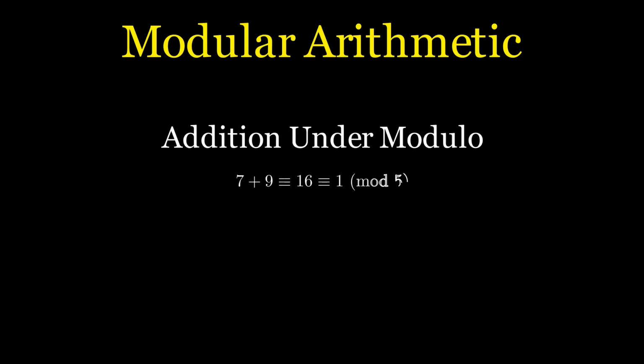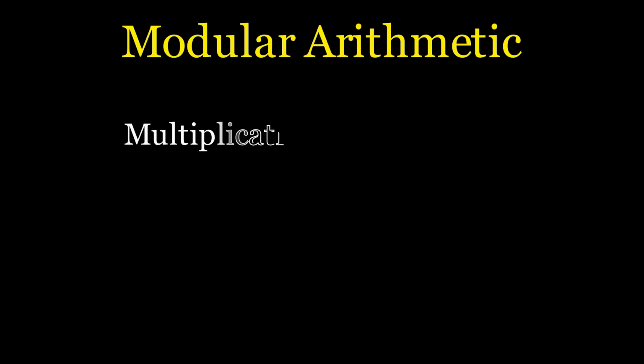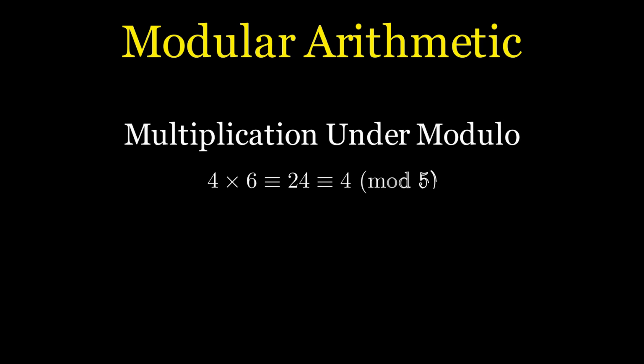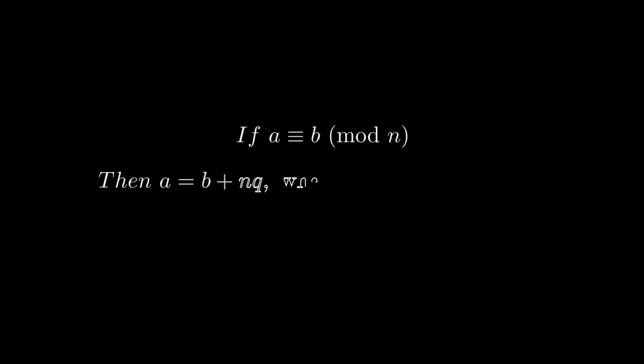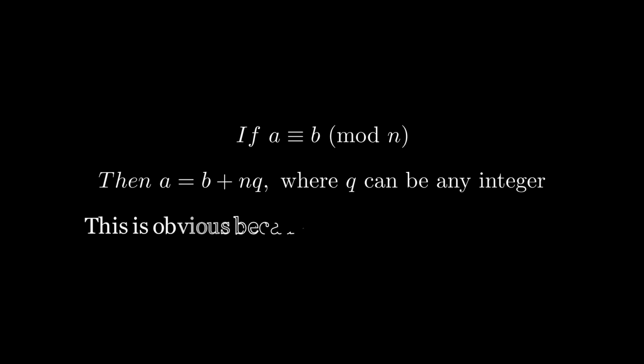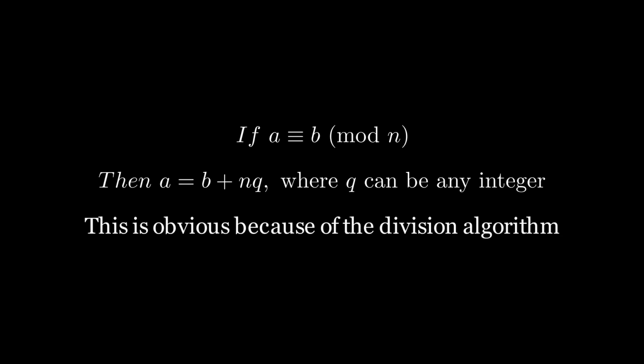If a plus b equals c, then a plus b whole modulo n is congruent to c modulo n. And similarly, if a times b equals c, then ab whole modulo n is congruent to c modulo n. If a is congruent to b mod n, then a can be written as b plus nq, where q can take the value of any integer.